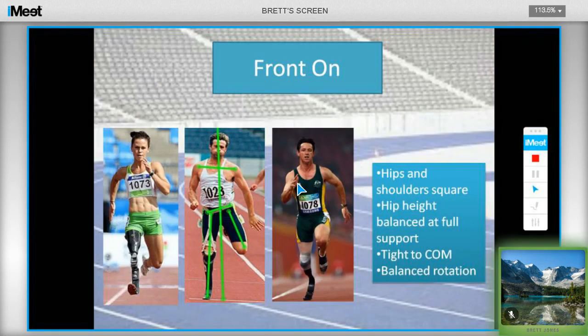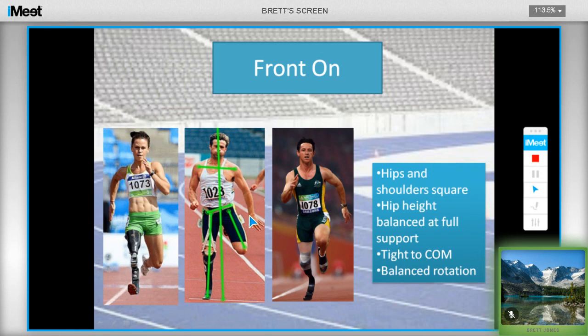When looking front on, I want to see that we've got nice shoulder and hip positions that are symmetrical and parallel, unlike Neil here in this image. But the shoulders are square, the hip height is balanced at full support phase, that we're not getting any deviation or lateral deviation. We're not getting too much shifting of our limbs.